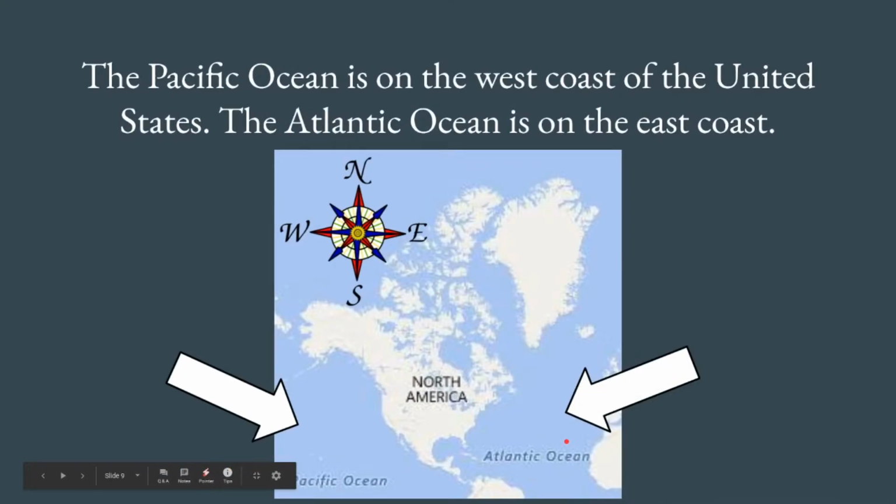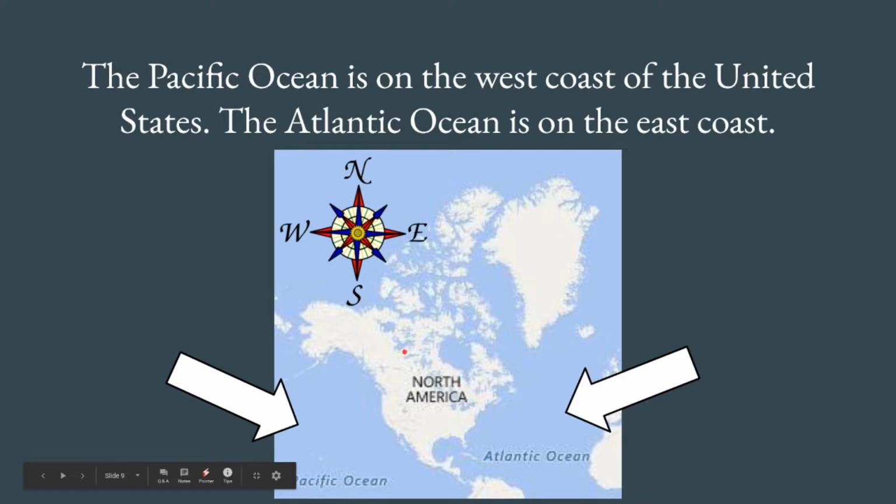All right, so next up we have more water. So the United States, in addition to having rivers, is surrounded by oceans on all sides. The Pacific Ocean is on the west coast of the United States, and the Atlantic Ocean is on the east coast over here.